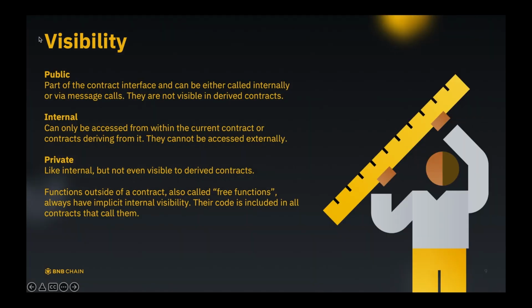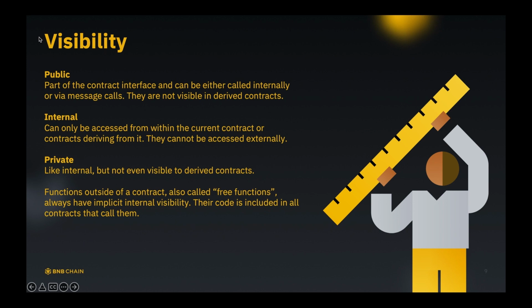Second, public. They are a part of the contract interface. It could be called either internally or externally via message calls. Note that public functions are not visible in derived contracts. Third one is called internal. Internal means it can be accessed only from within the current contract or contracts deriving from it. It cannot be accessed externally through message calls. Finally, private. This is like internal, but it is not even visible to derived contracts, so only the current contract, not anything else.